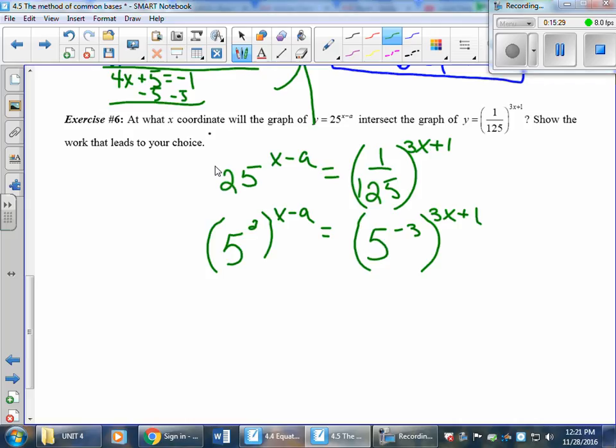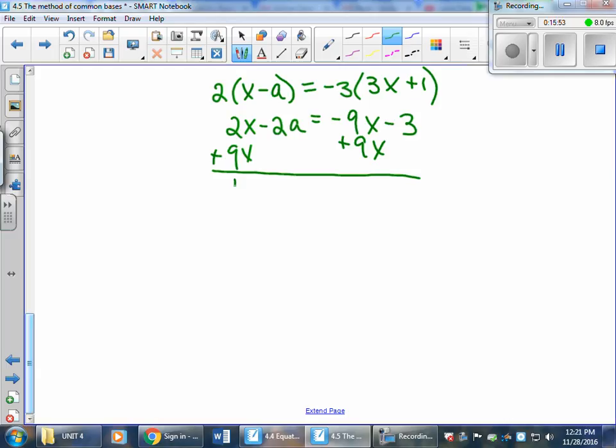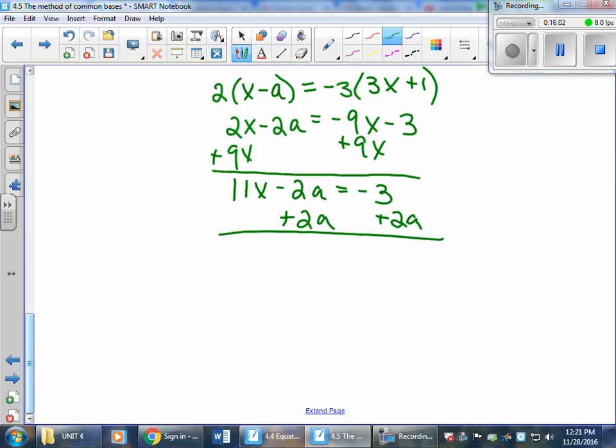And now simply set them equal. So 2 times x minus a is equal to negative 3 times 3x plus 1. 2x minus 2a is equal to negative 9x minus 3. Bring the x over, add 9x to both sides. I'm going to slide this down so I can get a little more room here. I get 11x minus 2a is equal to negative 3. Add 2a to both sides, reminding ourselves that we cannot combine these two. So you get negative 3 plus 2a, and divide by 11. So there's our answer. I know I did that really fast.